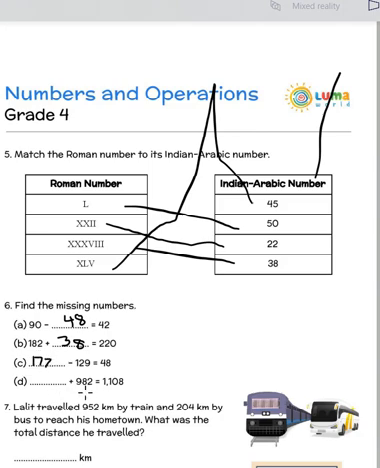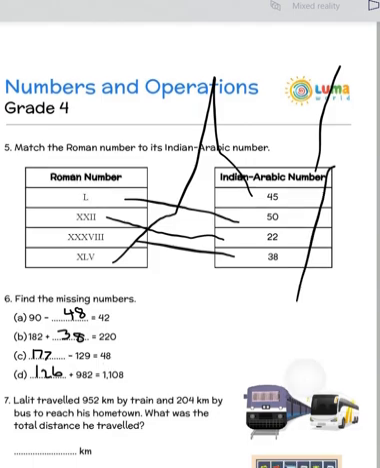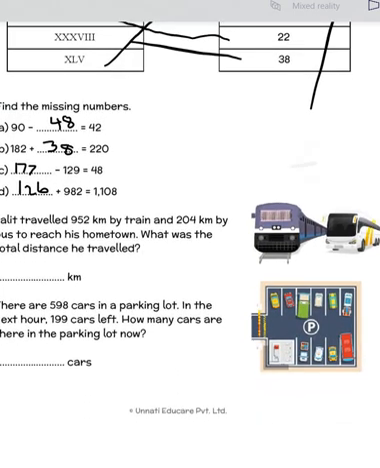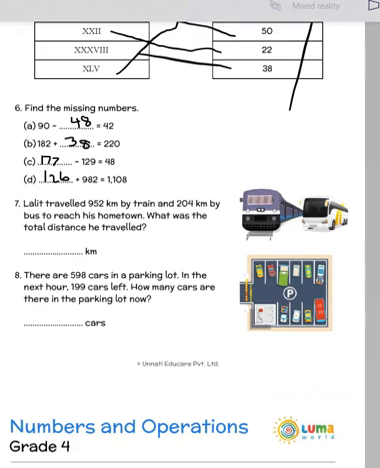Something plus 982 gives you 1108, and that number is 1108 minus 982, and that would be 126. Good. So we seem to have got these answers here. Now let's see the next two which we have, which are question number 7 and question number 8. So let's look at question number 7.